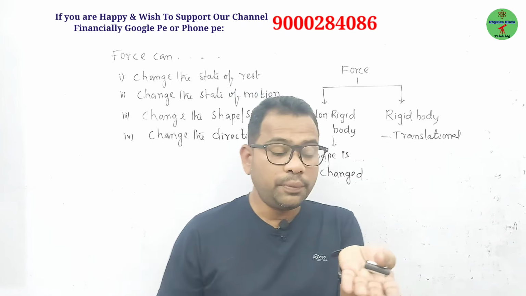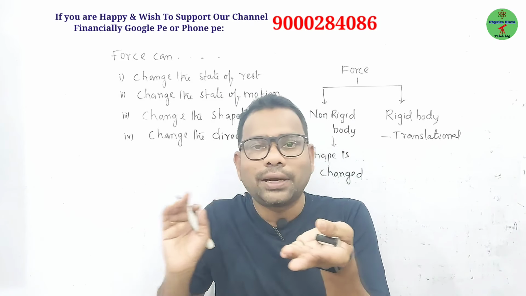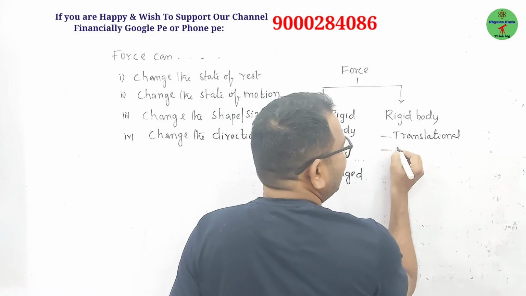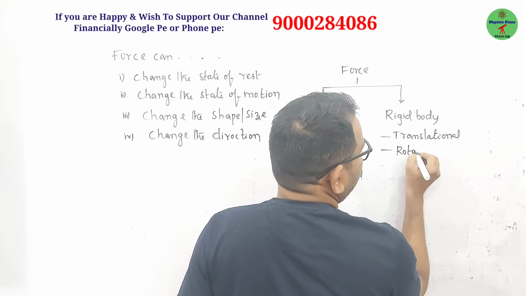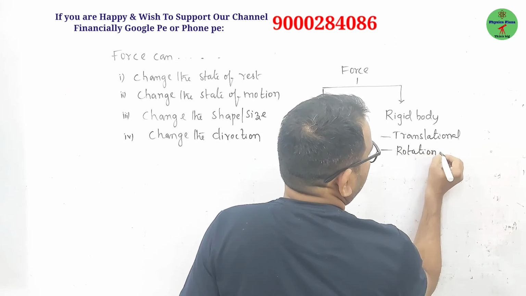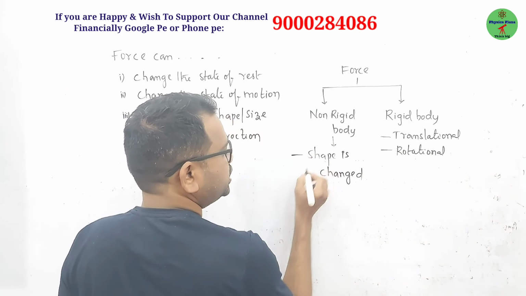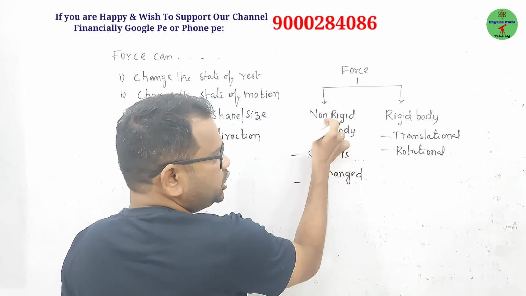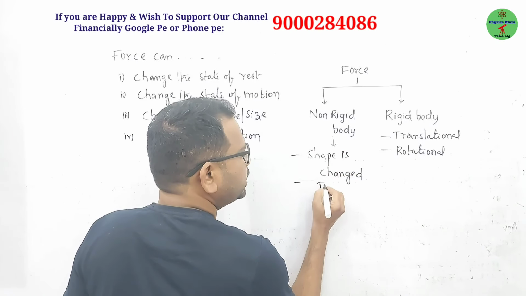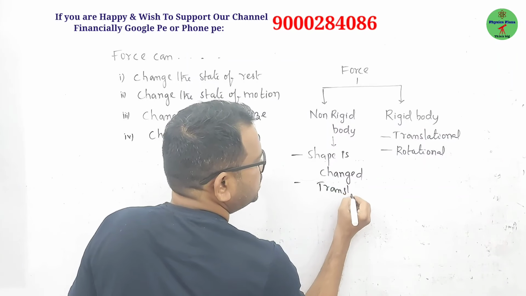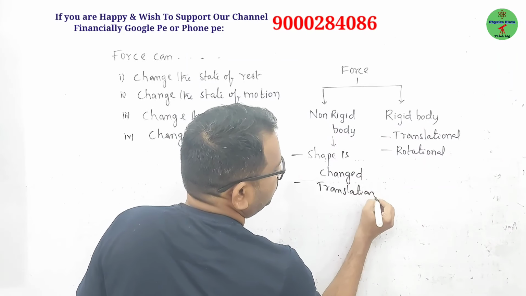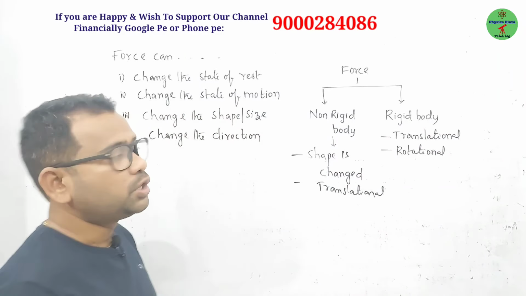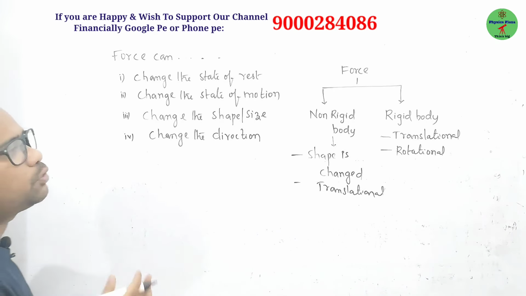If it is pivoted at one end and you apply force at the other end, then what happens? It will have a rotational motion. Of course, shape can be changed if it is not rigid. If it is free, of course, it also will have translational motion. This translational motion is common. So these are actually the impacts of the force.